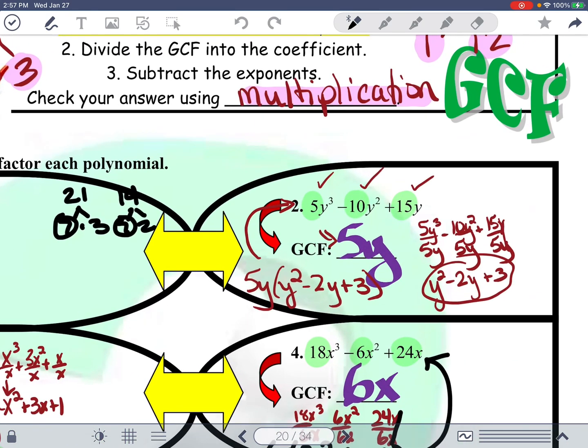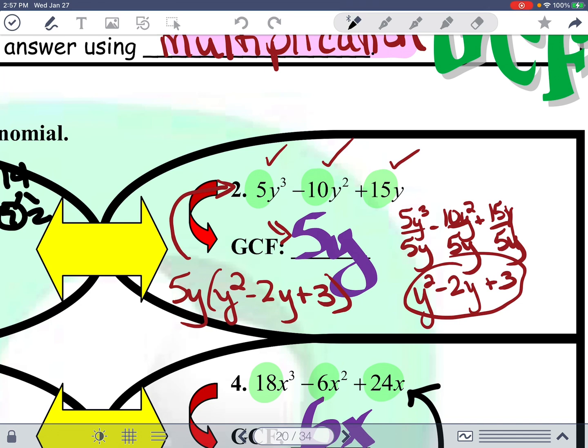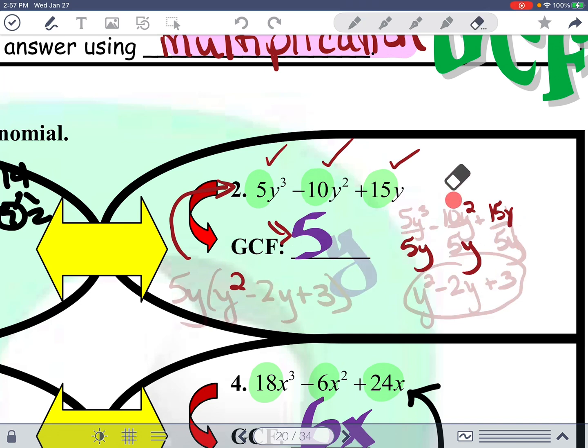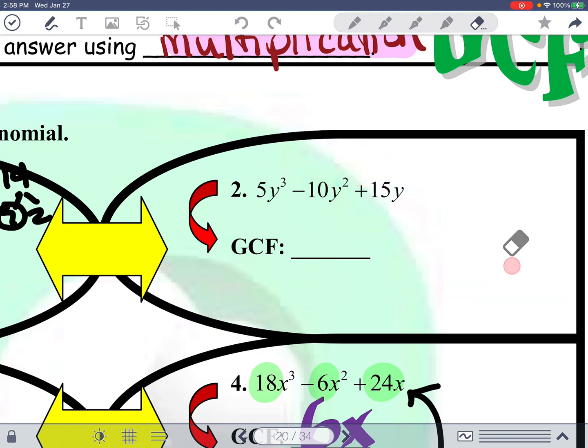So let me show you the next one. So here's one where we have, let me get rid of all this, 3 terms, and I look at the coefficients of each term first, which are the integers. And I say to myself, I've got 5, 10, and 15. What is the largest number that divides evenly into all 3 of those numbers?